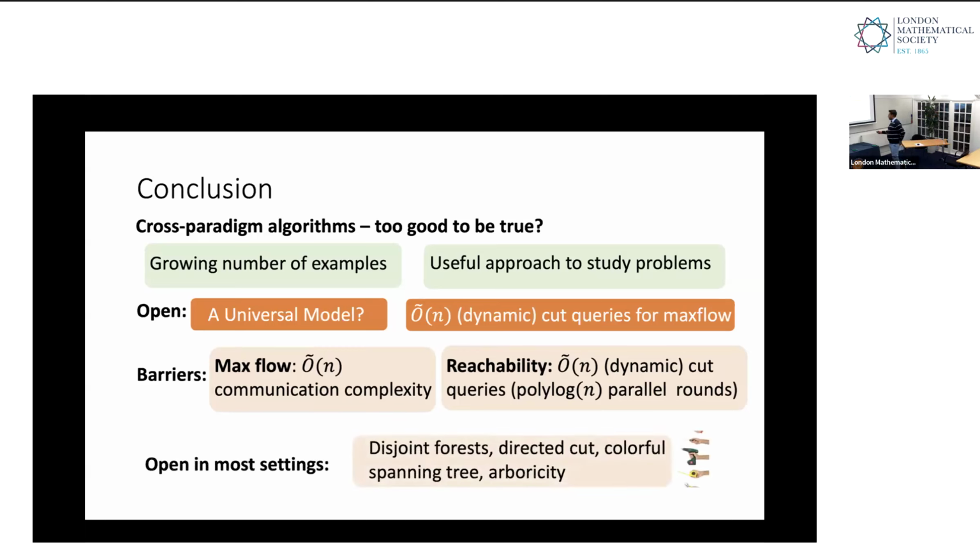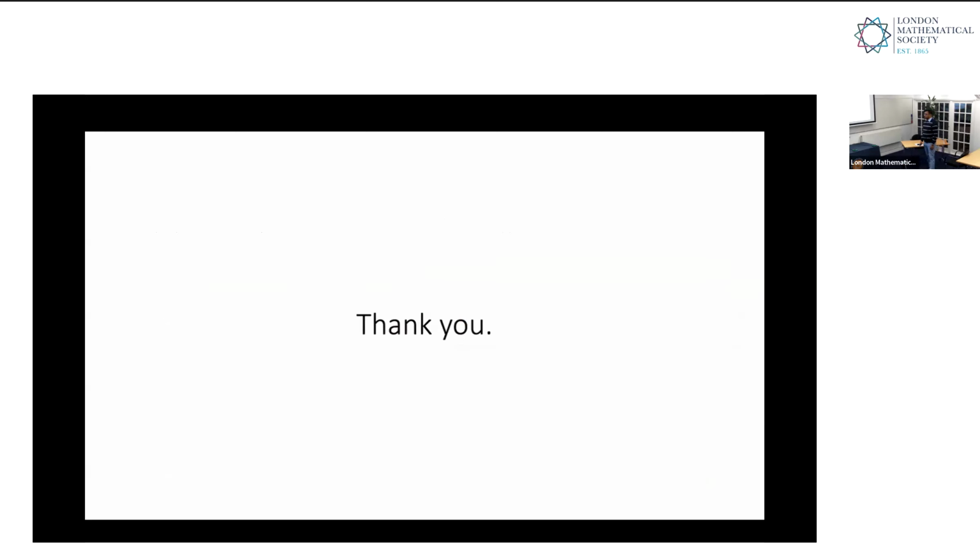All right. Also, pick your favorite problem and try to solve it in this model-agnostic way. I think that's a nice way to go about solving problems. For example, you can look at disjoint forest. Directed cut is an exciting example because it's a submodular function minimization, but it's asymmetric submodular function minimization. Colorful spanning tree, arboricity, all these problems are very basic and we do not know much about them. All right, there I will stop. Any questions, I'll be happy to take. Thanks. Thank you very much.